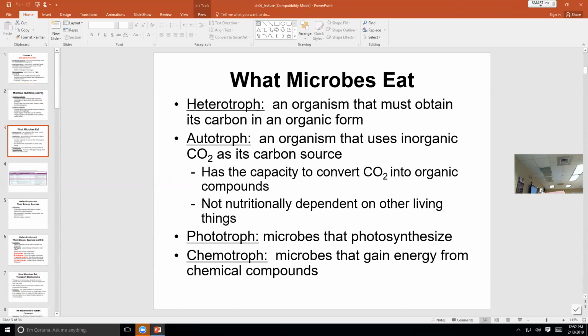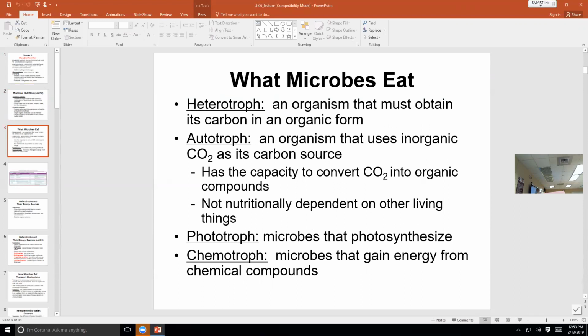What does hetero mean? Different. Yeah, so it means different. So a heterotroph is going to be an organism that has to get its carbon source, the organic macronutrients, from something else, something different to eat. Troph is to eat. An autotroph is a self-feeder. So an autotroph, so CO2, the carbon from the atmosphere, can be used for these autotrophs.